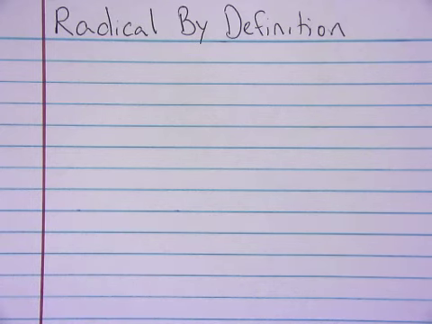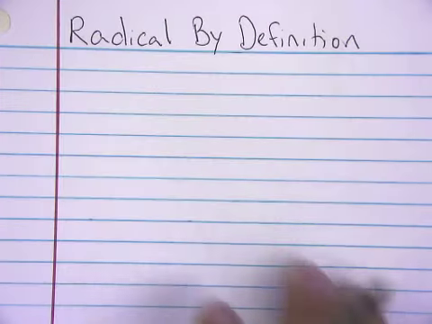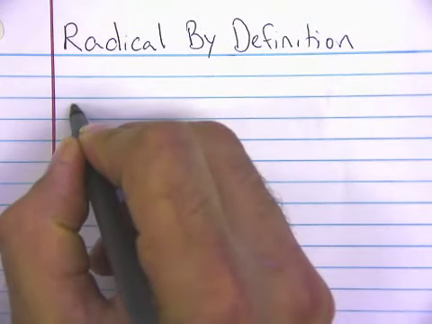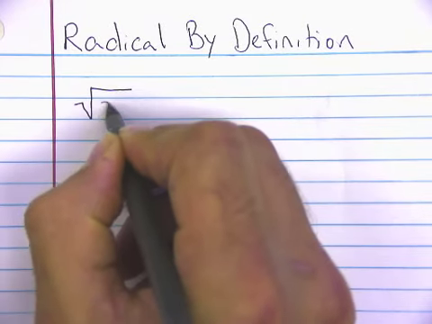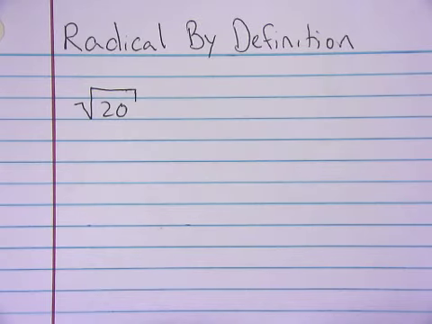All right, I want to have a quick conversation about radicals and roots, just to make sure we're all on the same page about some of these super important ideas. So let's look at our classic square root of 20, for example. All right, first let's just break down the pieces that we have here.